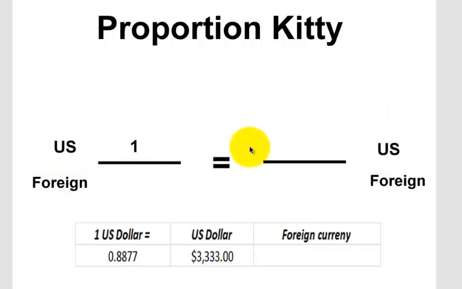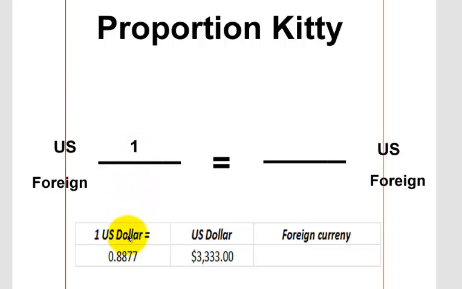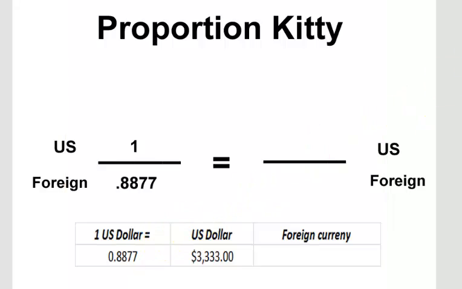So what do we know? We know that $1 equals 0.887 francs. So the second part is we know we're going to spend 33,000 plus dollars, and we need to figure out how many francs that is. So that's going to be our x.